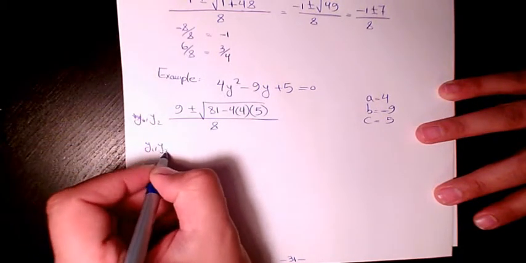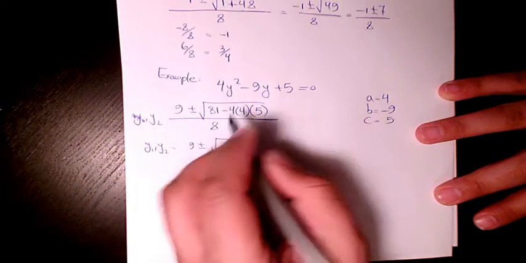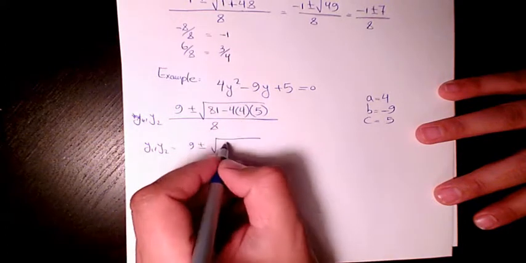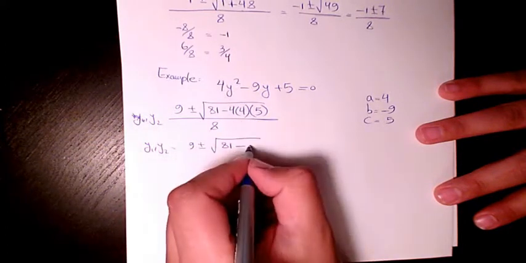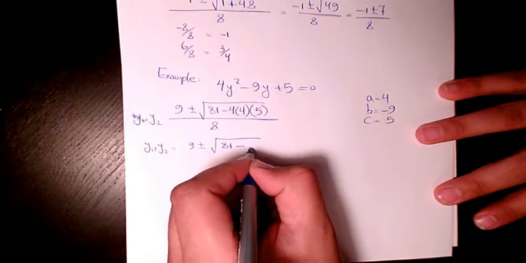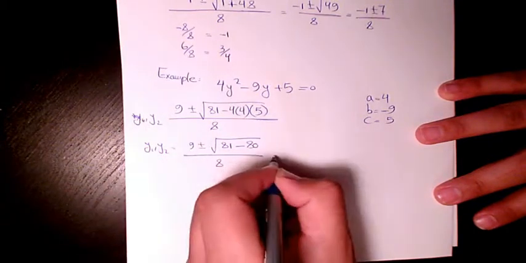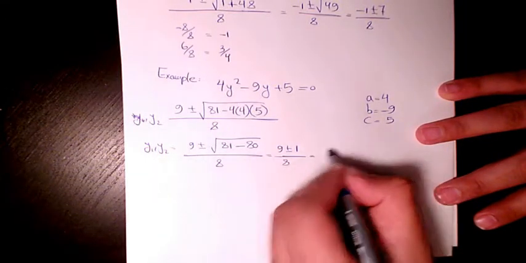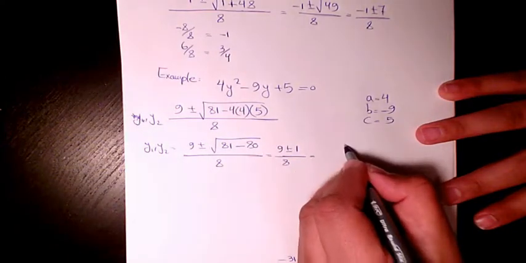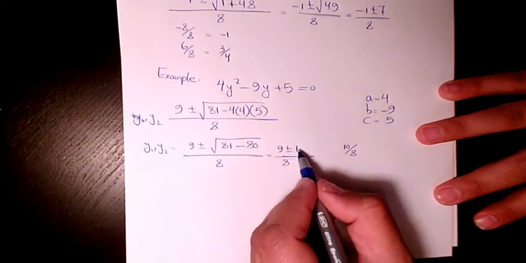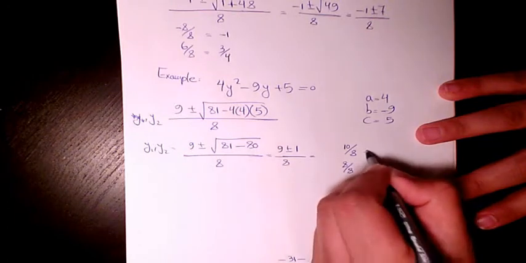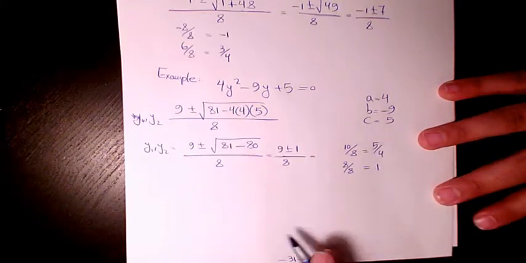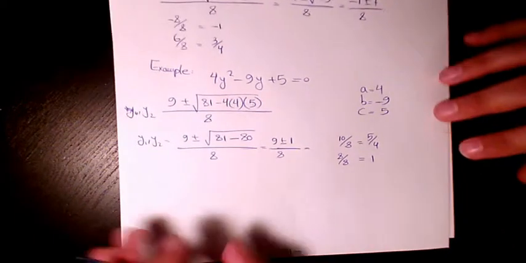So y1 and y2 are 9 plus minus square root of 5 times 4, 20, 20 times 4, 80. So we'll do 81 minus 80, divided by 8. So that will be 9 plus minus 1, because square root of 1 is 1. And then we have 9 plus 1 divided by 8. The other one is 9 minus 1 divided by 8. That will be 5 over 4. And here we have 1. So these are the two answers to this question. Next example.